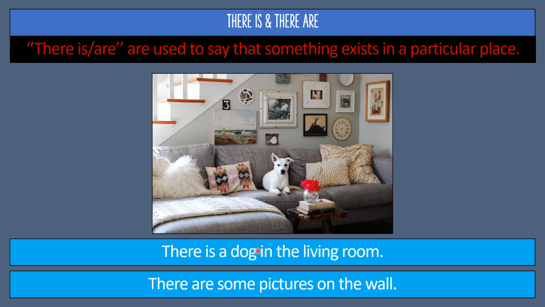So there is a dog in the living room. There are some pictures on the wall. They exist in this place.